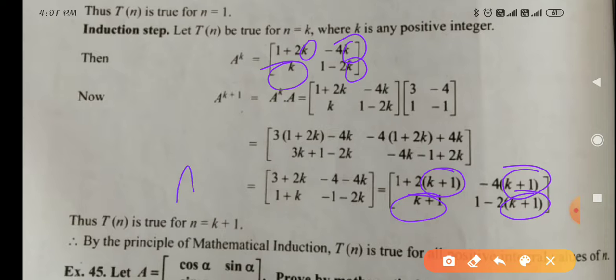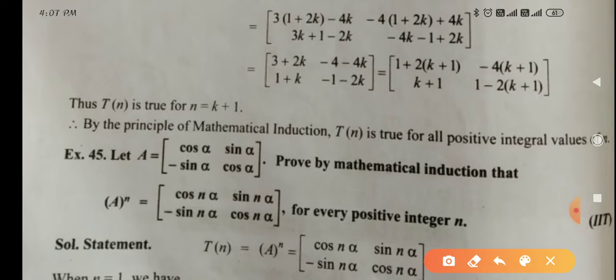So a to the power k plus 1 equals 1 plus 2 into k plus 1, minus 4 into k plus 1, k plus 1, 1 minus 2 into k plus 1. So it means that the given statement is true for every value of n. So Tn is true for n equals k plus 1. So here, by the principle of mathematical induction, Tn is true for all positive integral values of n.